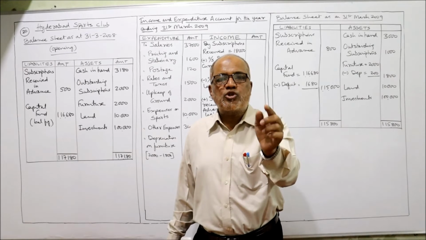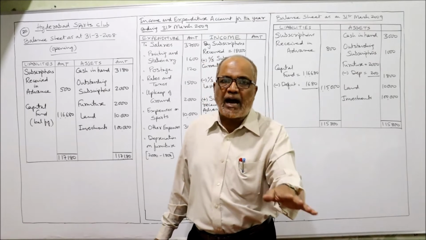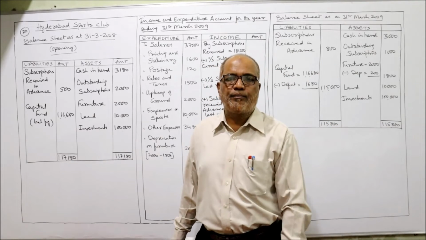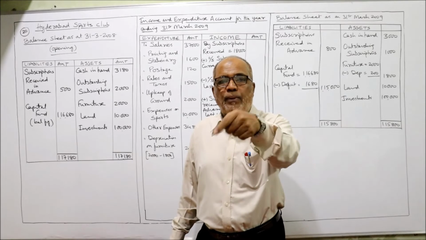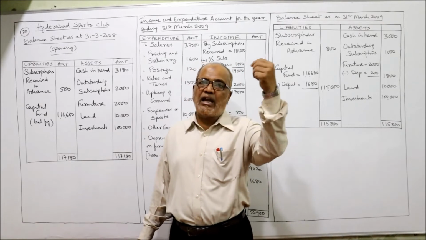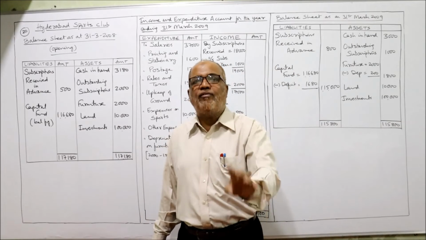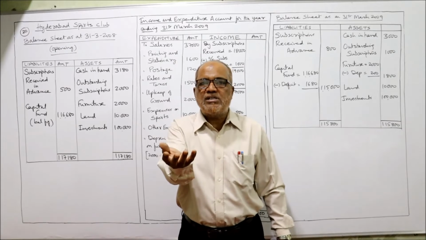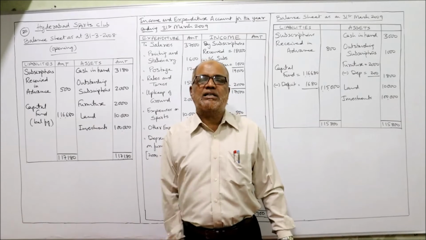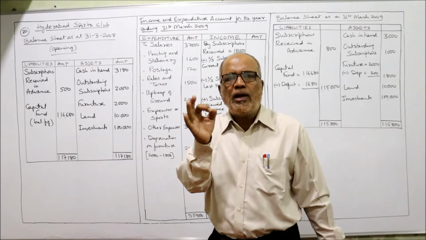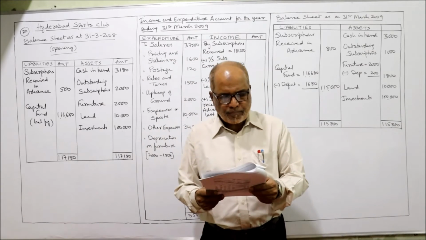Outstanding subscription at the end of the current year will be added. Outstanding subscription at the end of the last year will be deducted. The opposite rule will apply to received in advance. The subscription received in advance last year will be added for this year. And for the current year, whatever subscription we have received in advance will be deducted because it is not current year's income. That's it. That is the only new point in this problem.